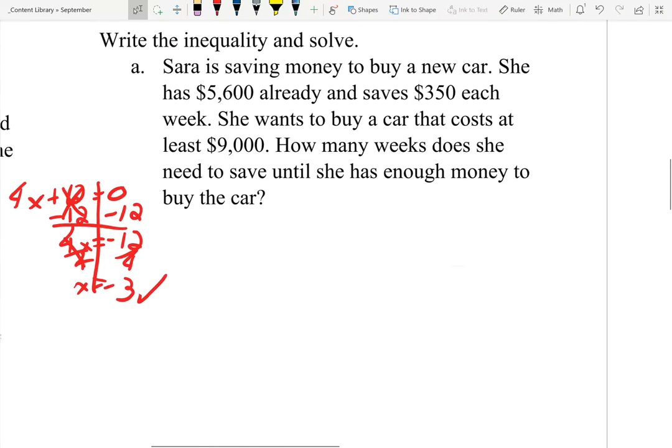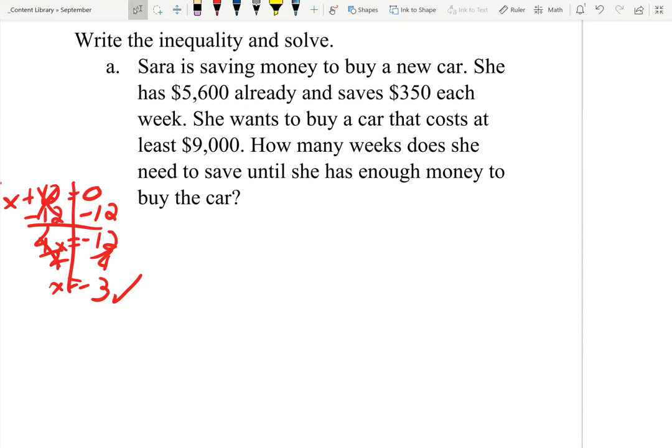Write the inequality and solve. So Sarah is saving money to buy a new car. She has $5,600 already and saves $350 each week. She wants to buy a car that costs at least $9,000. How many weeks does she need to save until she has enough money?